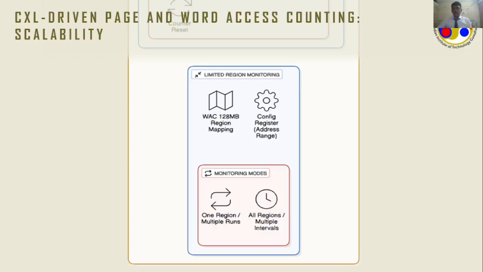The second way is called limited region monitoring. Here, we limit the size of the CXL memory region that PAC or WAC monitors at a time by setting configuration registers that specify the current memory address range, or more specifically, the base address of the current region that we are looking at with the help of CXL memory.